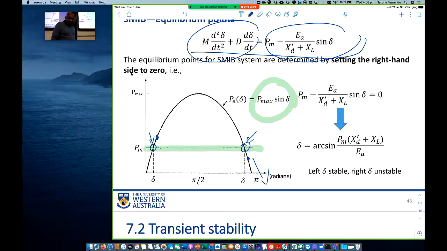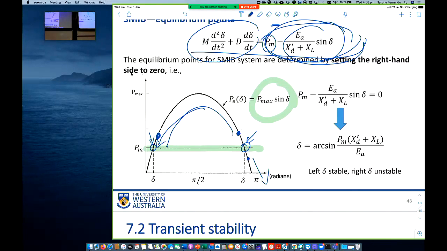Whereas if you are here, your electrical power is bigger, this term is bigger than that term, so this is negative. So the left hand side is a negative value, so delta will decrease. And if you're just before the second delta, you'll pull it back all the way to the first delta. If you're here, your electrical power is bigger than mechanical power, so this is negative, so delta will start decreasing and go all the way to that point.